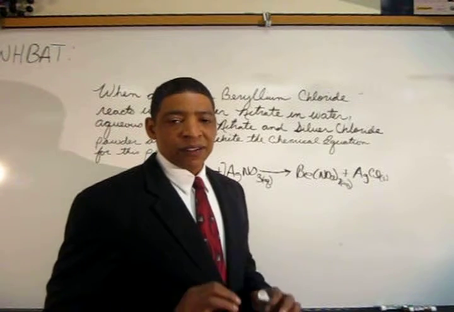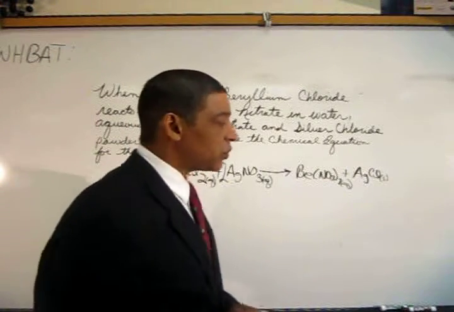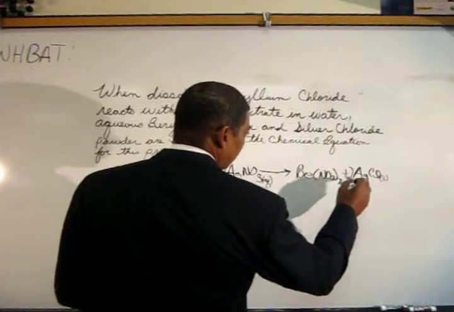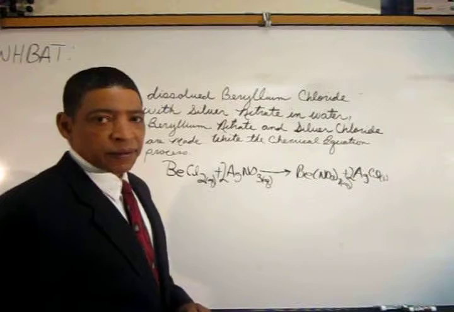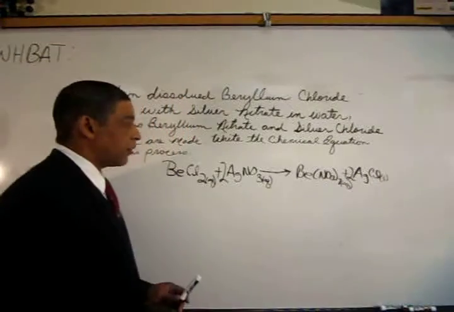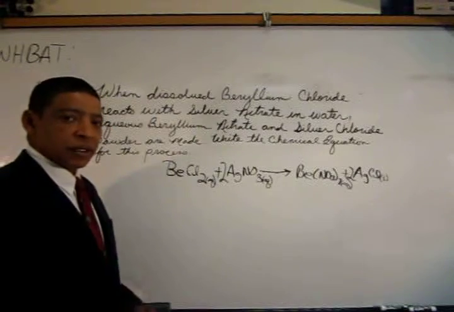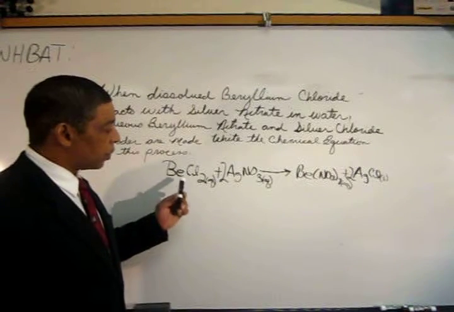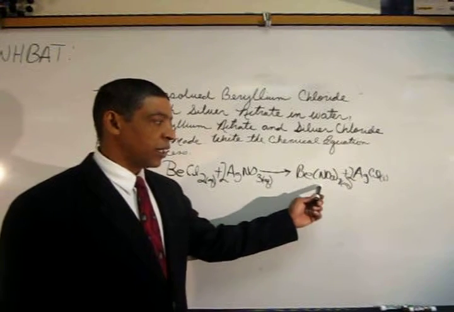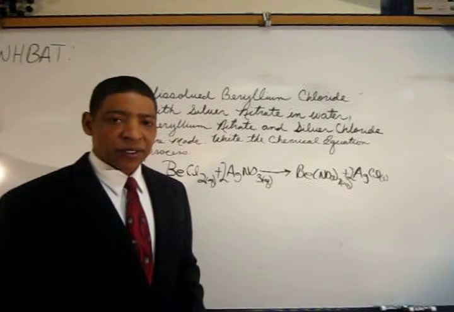This problem is easily solved by using a coefficient in front of the silver chloride. This represents the proper balanced equation for the process in which beryllium chloride and silver nitrate react to produce beryllium nitrate and silver chloride.